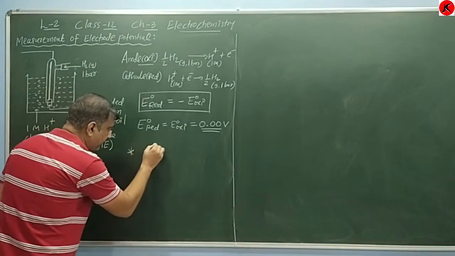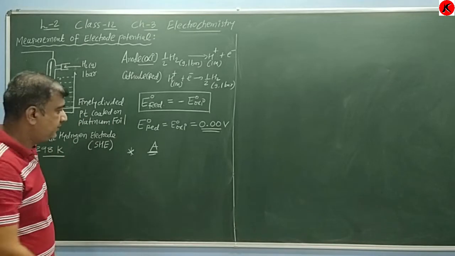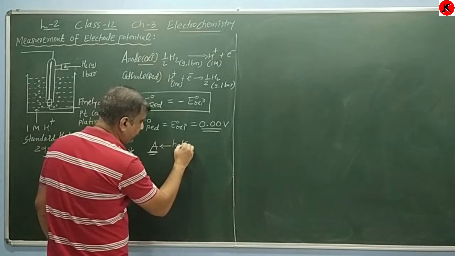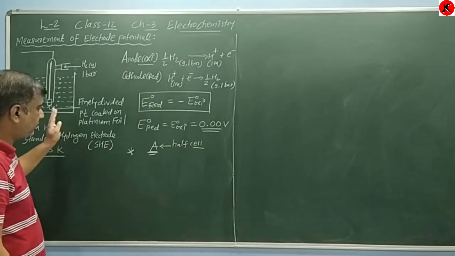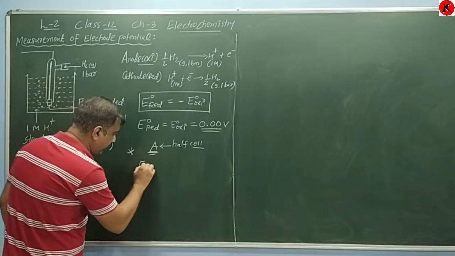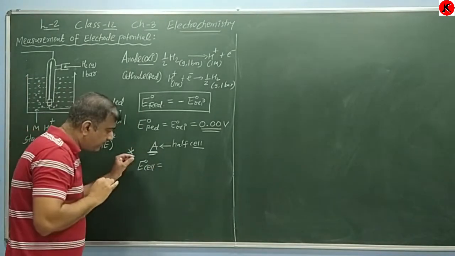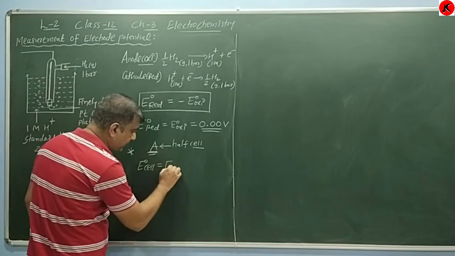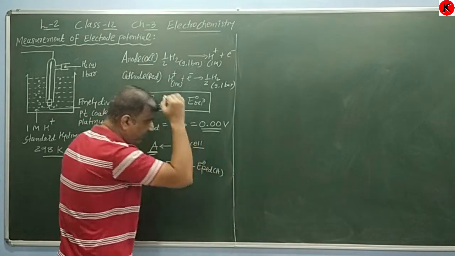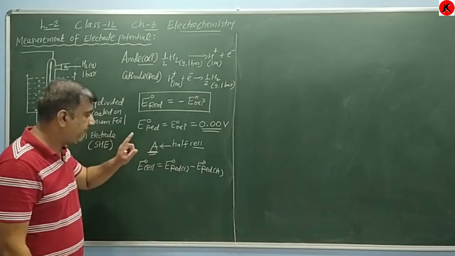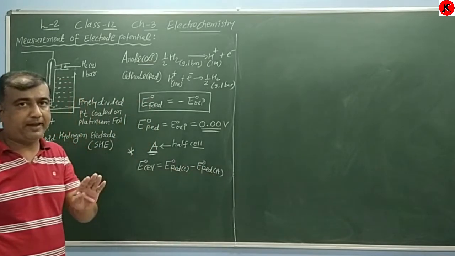That means, suppose we have to measure the electrode potential of a half cell. This is a half cell whose potential is to be measured. Now this is connected with a standard hydrogen electrode and we measure the standard cell potential using the potentiometer. So we know the standard cell potential formula is E reduction cathode minus E reduction anode. That means standard cell potential is the standard reduction potential of cathode minus the standard reduction potential of anode.